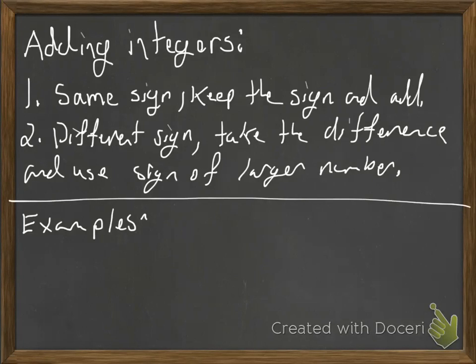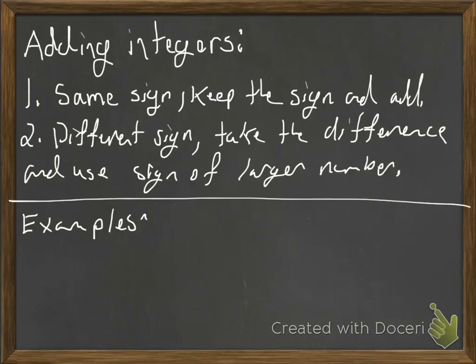Adding integers. Okay, so there are two possibilities when you're adding integers. Either they have the same sign, so both numbers are positive, or both numbers are negative. If that's the case, you add the numbers and you keep whatever sign they had in common. The other situation is they have different signs. One is positive and one is negative.